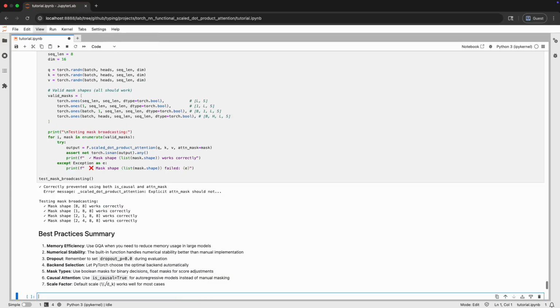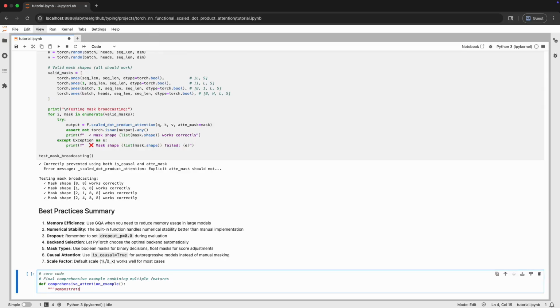Let me summarize the best practices for using scaled dot product attention. Use GQA when you need to reduce memory in large models. The built-in function handles numerical stability better than manual implementations. Remember to set dropout to 0 during evaluation. Let PyTorch choose the optimal backend automatically. Use Boolean masks for binary decisions and float masks for score adjustments. For autoregressive models, use is_causal equals true instead of manual masking. And the default scale of 1 over square root dk works well for most cases.